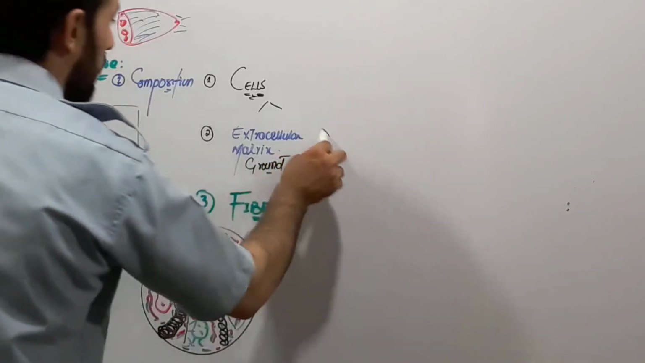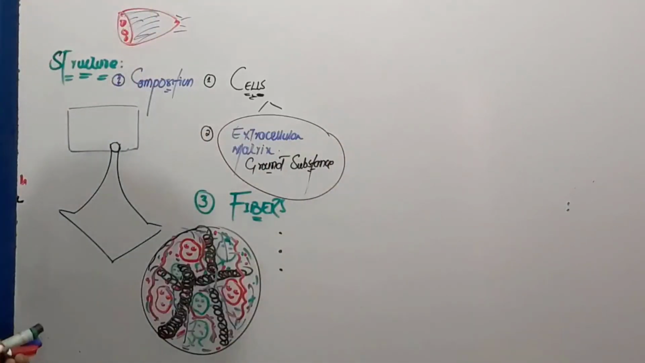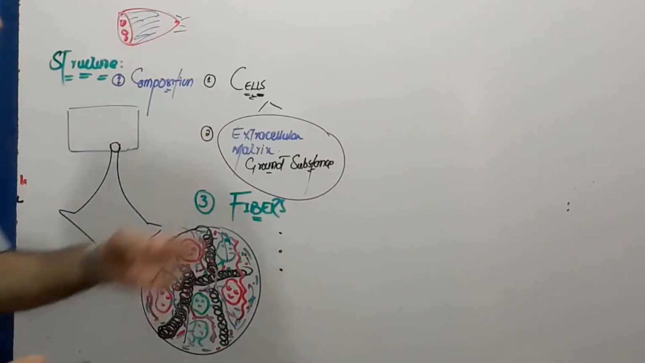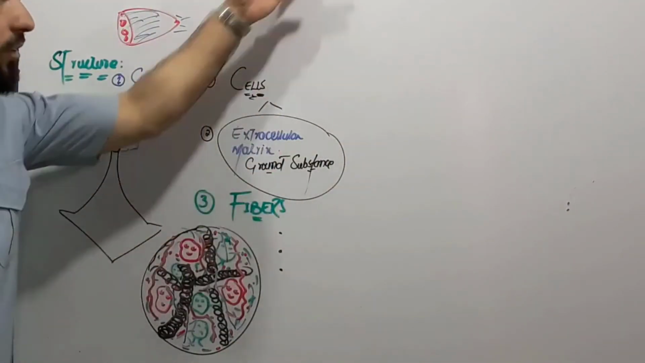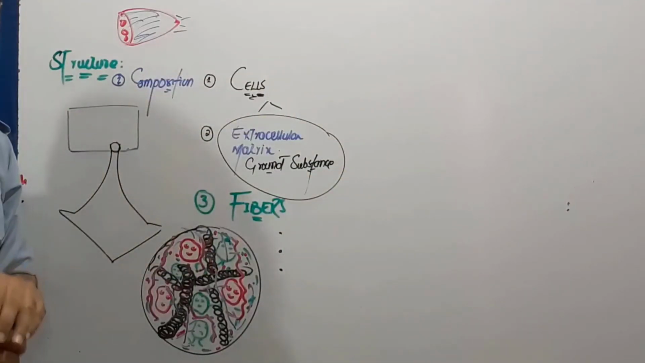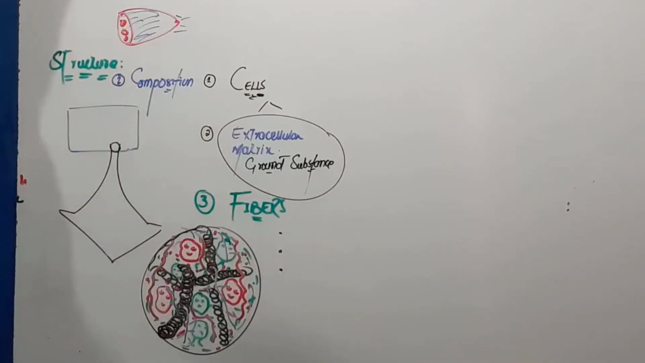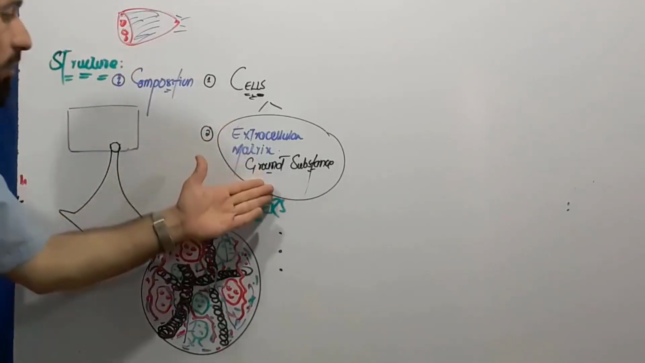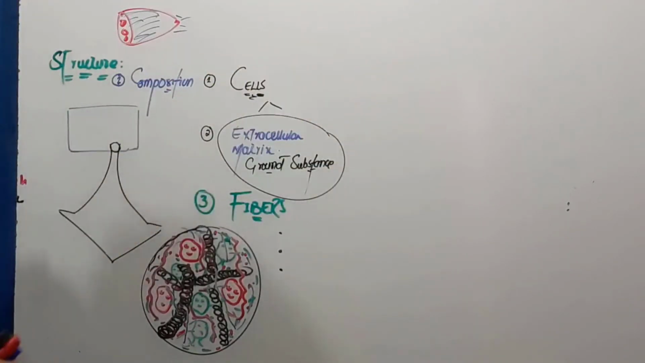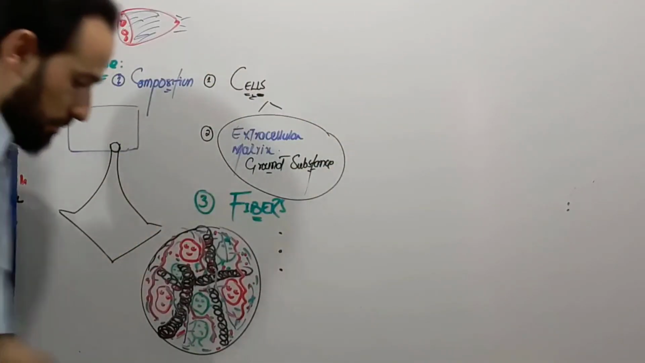Now my dear friends, let us discuss this extracellular matrix, or we call it ground substance. What is this ground substance composed of, right? So this lecture was just about the introduction of connective tissue, the definition of it, right? Then about its composition, and now let us discuss the extracellular matrix.